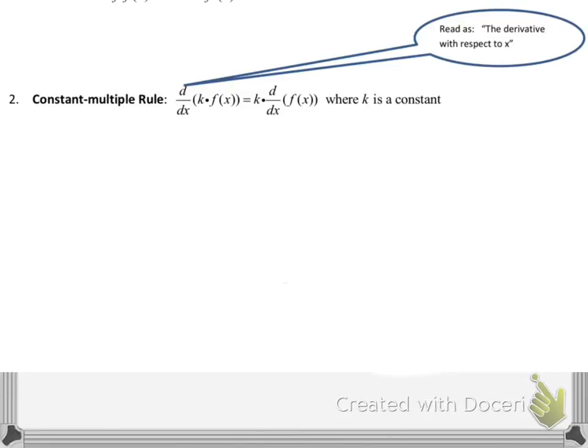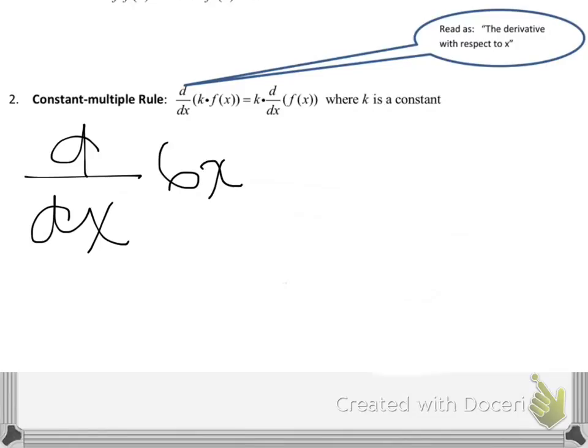The second point in the notes is the constant multiple rule. We've practiced this also, but let's use our other notation, the Leibniz notation. If we say take the derivative with respect to x of the function 6x squared, that derivative would be 12x. All right, that's the notation.